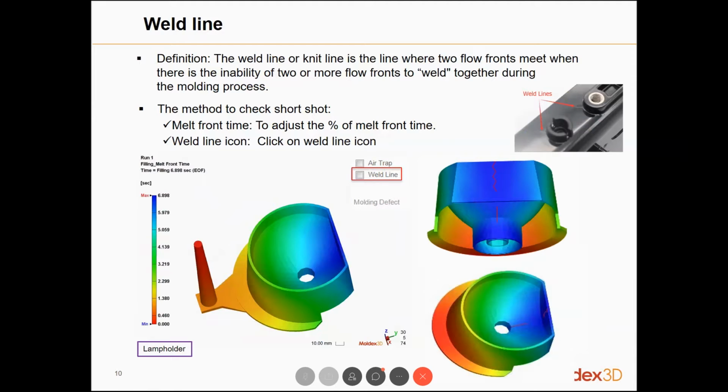The location of the weld line is an important result for a product because in general, the location of the weld line is the spot of stress concentration, which means the area is easy to damage. We can check the weld line result by adjusting the percentage of the melt front time again. Or we can click the weld line icon here to see the weld line location.